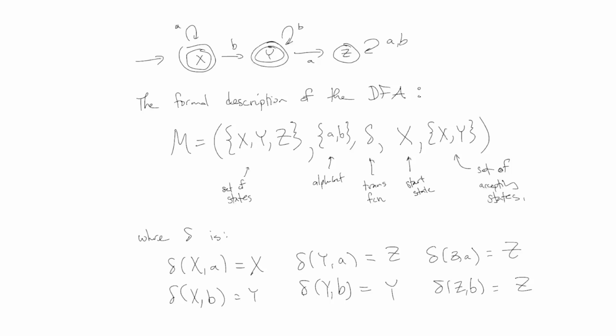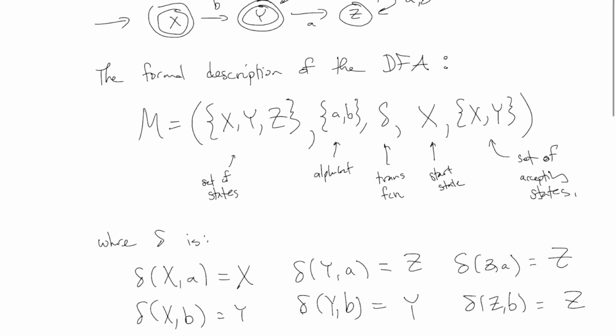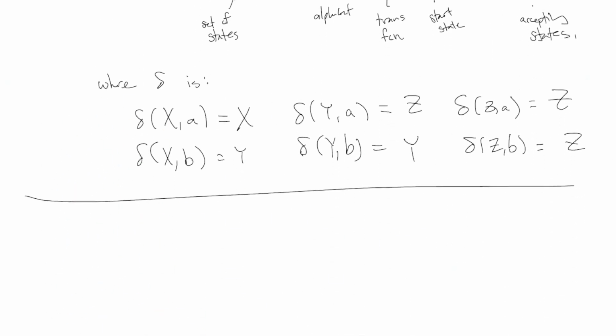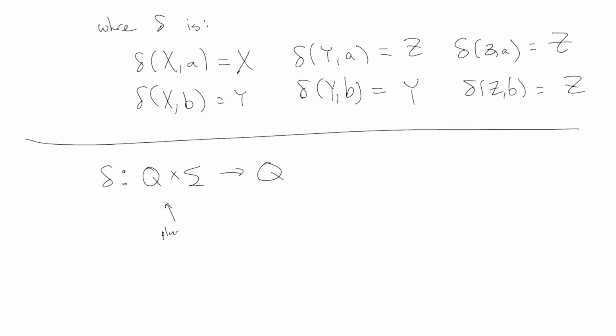All right, I will refresh our memory. This is just something that I wrote last time. Here, delta, if you recall, goes Q cross sigma to Q. That means you plug in a pair, which always looks like a state followed by a letter, and the answer, this Q over here, means the answer is a state. This is delta, and it's called the transition function.